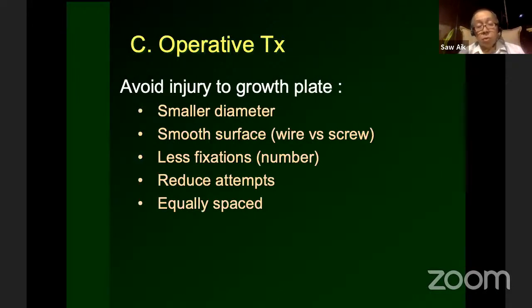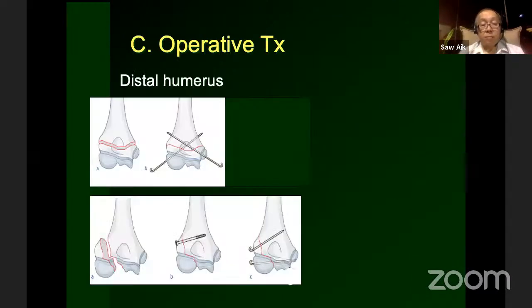Now, the healing and also remodeling depends a lot on the growth plate. So we should try to avoid injury to the growth plate by these few techniques. One, if you use fixation methods, it should be smaller diameter if possible, smooth surface, less number of fixations, reduce attempts. Now, three fixations is even safe. Three fixations with three attempts is less traumatic compared to two fixations with 20 attempts. And finally, if we have to go through the physeal plate, we want to equally space them at the opposite ends of the growth plate.